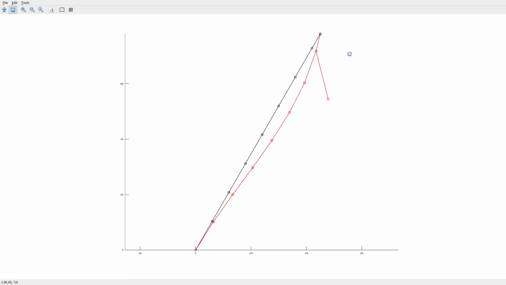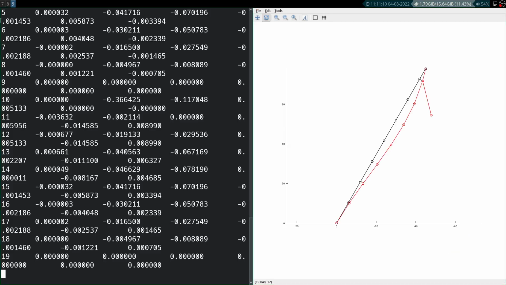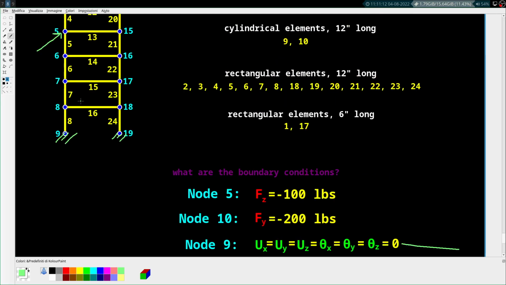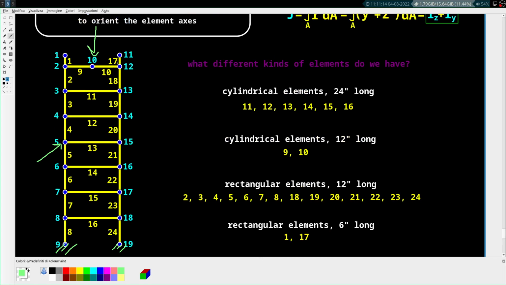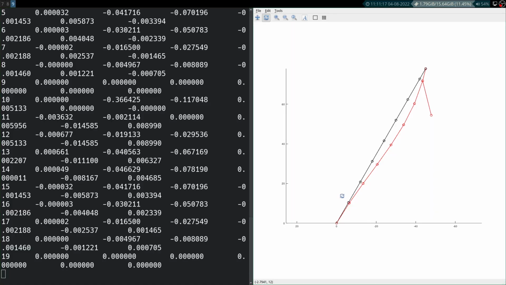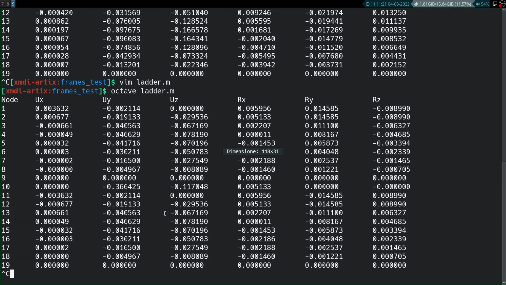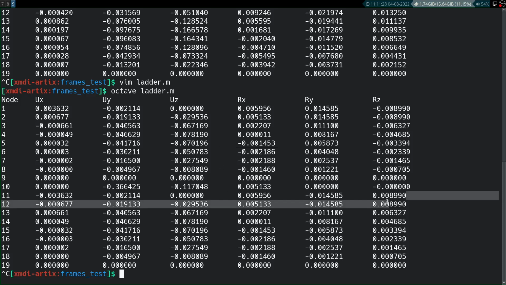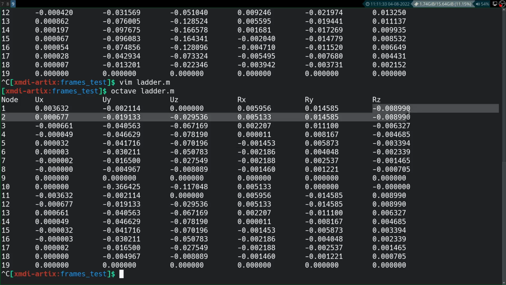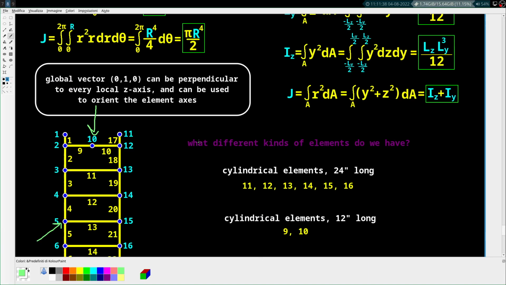Like this node here is rotating, right? What are those nodes? That was node 1 and 11. So node 1 and 11, what is the displacement there? Let me close this really quick. The rotation about the z-axis, yeah, here you can see it's non-zero. It's rotated by this many radians about the z-axis for node 1 and node 11. So yeah, that's all that.